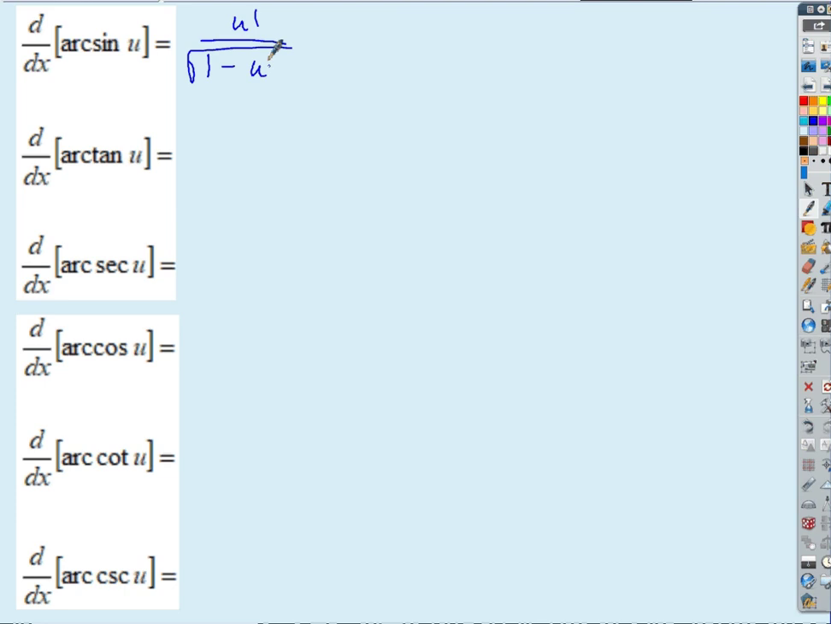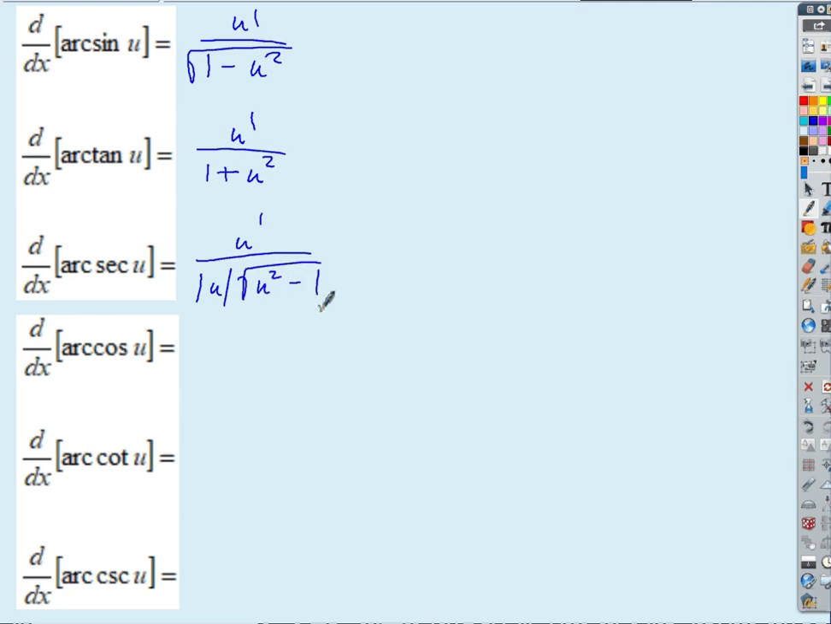Work smarter, not harder. What about arctangent? u prime over 1 plus u squared. And then the tricky one is probably arcsecant. It's u prime over the absolute value of u times the square root of u squared minus 1.